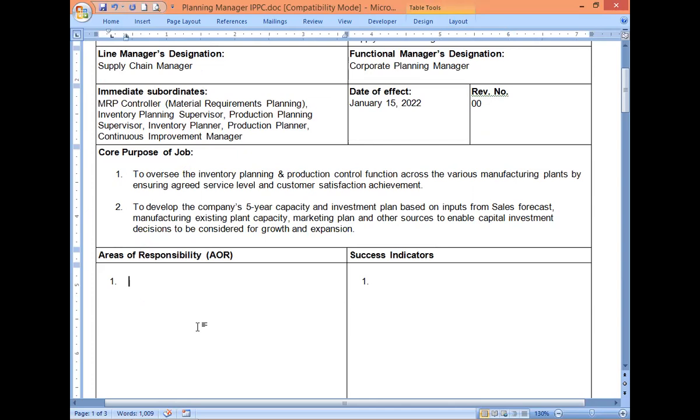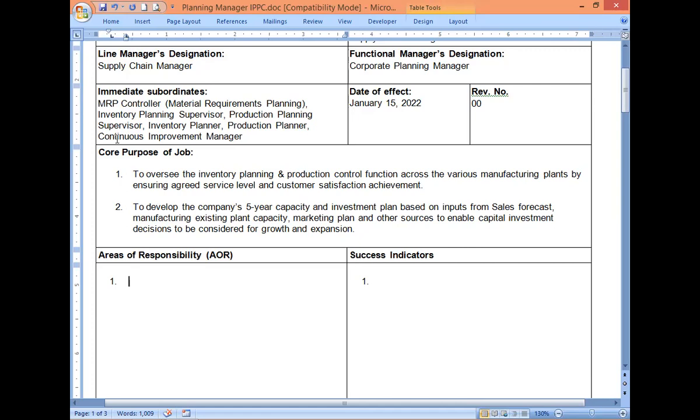Okay, so let me read it again. To oversee the inventory planning and production control function across the various manufacturing plants by ensuring agreed service level and customer satisfaction achievement. Okay, I was talking about voice of customers, which is under the Six Sigma. To develop the company's 5-year capacity and investment plan based on inputs from sales forecast, manufacturing existing plant capacity, marketing plan, and other sources. I'm talking about, as I said earlier, product development, doing some trial runs on some production lines. Other sources to enable capital investment decisions to be considered for growth and expansion. I think that would be okay.